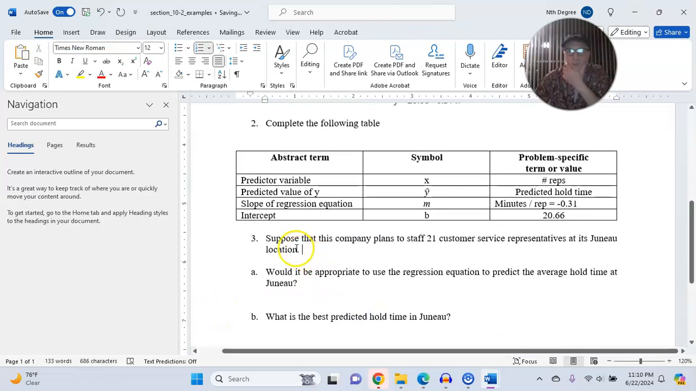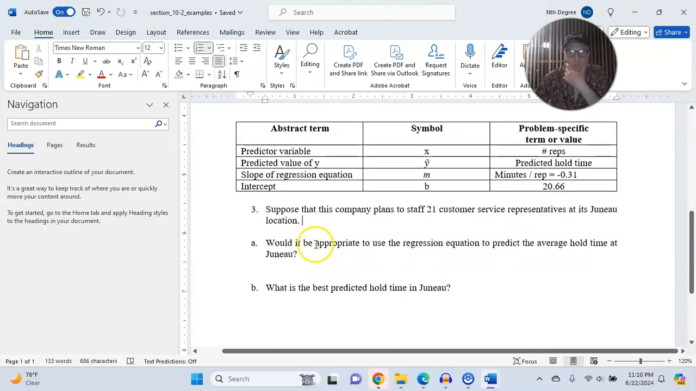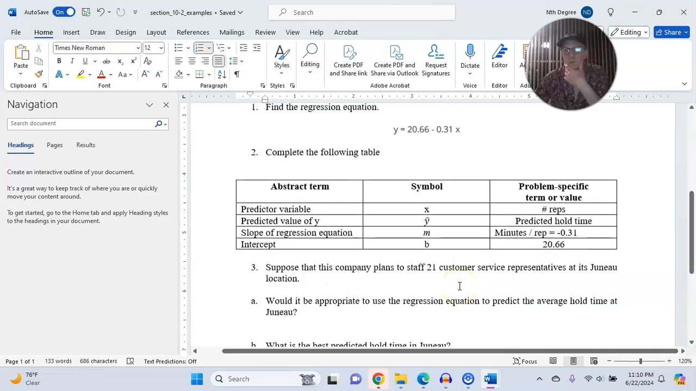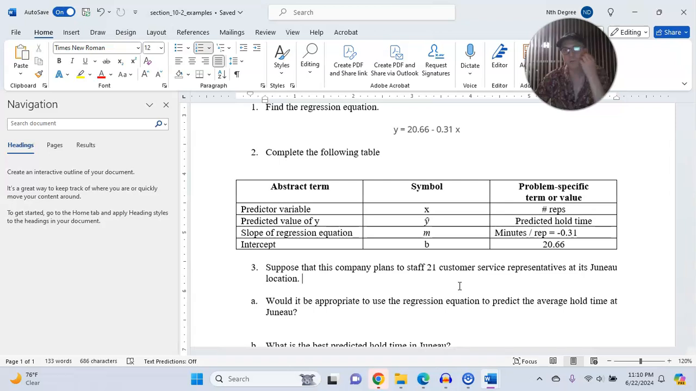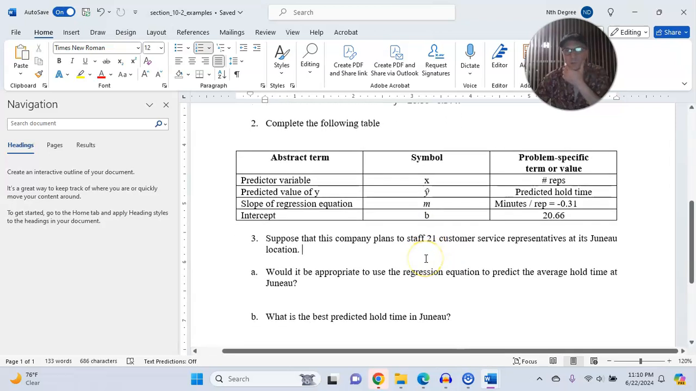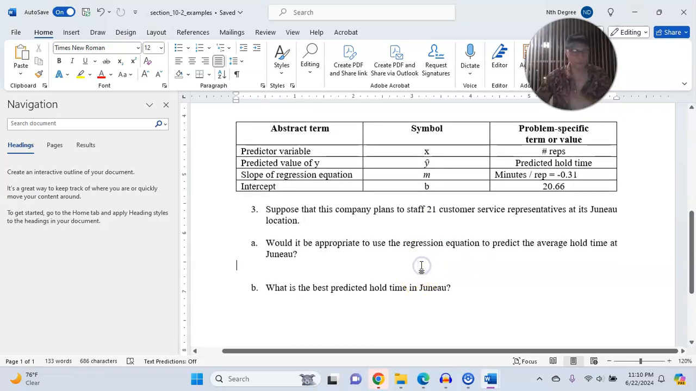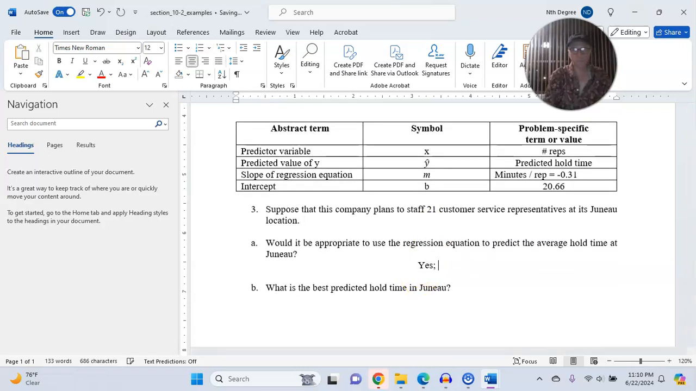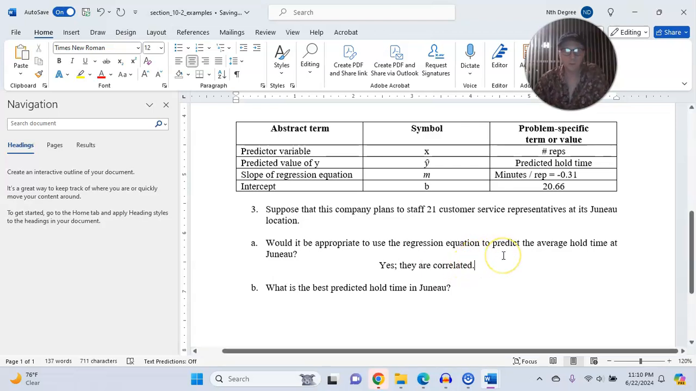All right, question 3. Here's where we get into our prediction. Suppose that this company plans to staff 21 customer service reps at its Juneau location. A, would it be appropriate to use the regression equation to predict the average hold time at Juneau? Remember, this has to do with whether there is a significant correlation between X and Y. And we found in this example that they are significantly correlated. We did that in a different video clip. So the answer is yes, because these variables are correlated.